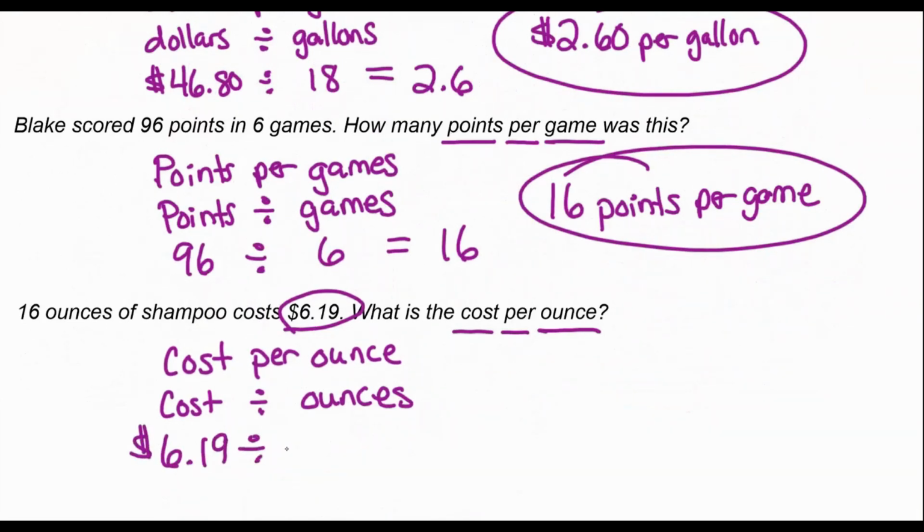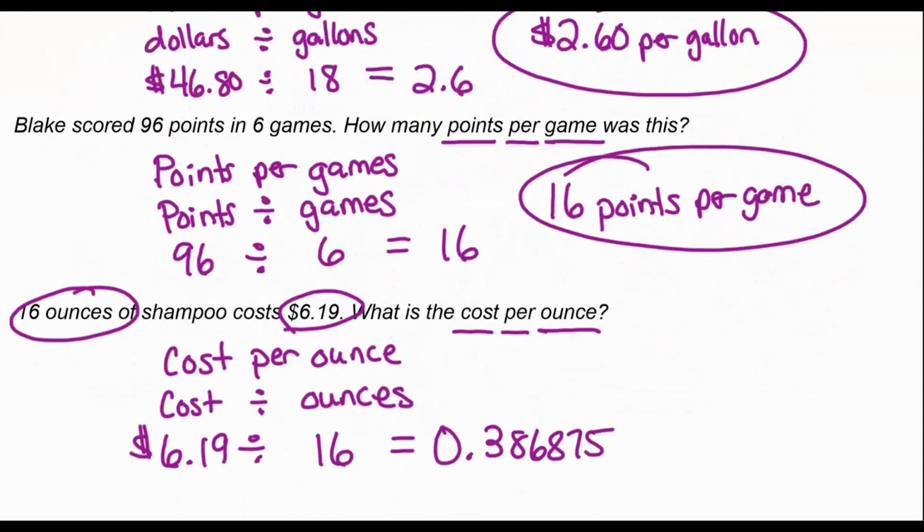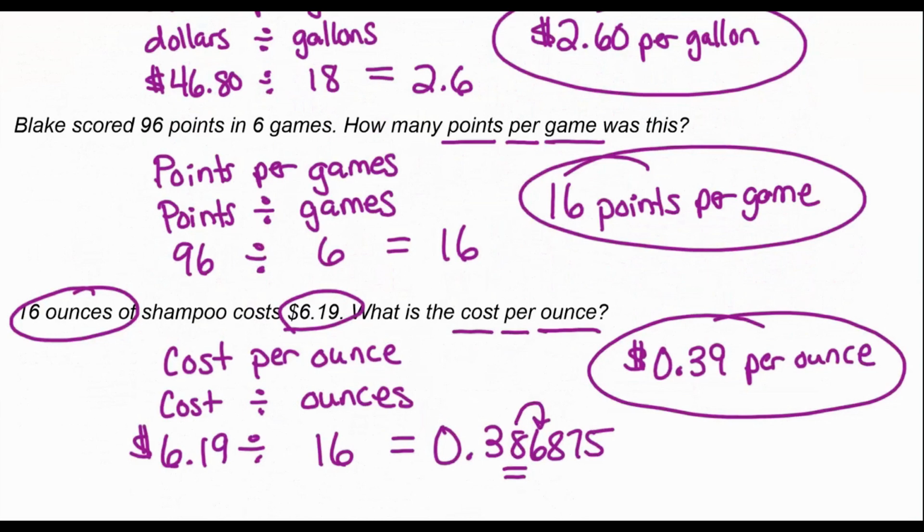I'm going to divide that by the number of ounces that I get, which is 16. And $6.19 divided by 16, you get a decimal of 0.386875. Now we're talking about money here, so we're going to have to round this to the nearest cent, or the nearest penny, and that's the hundredths place. If I look to its neighbor there, that's going to round up. So that's going to be about 39 cents per ounce. So that shampoo costs about 39 cents for every ounce.